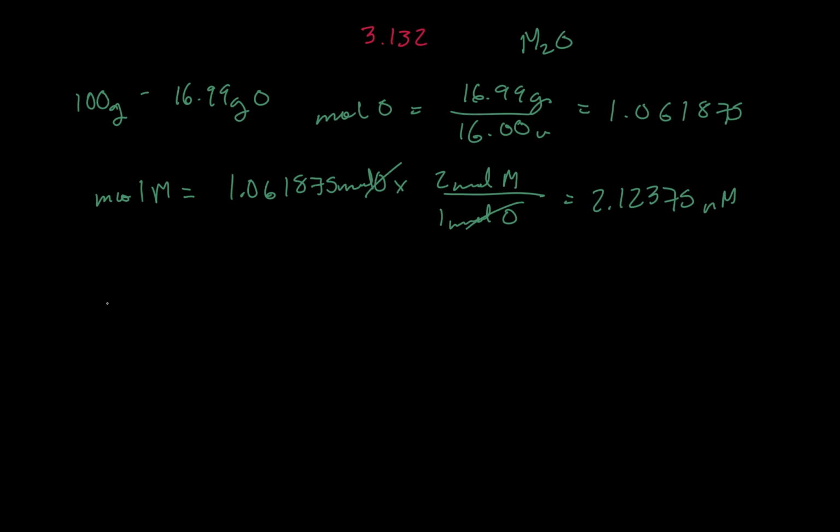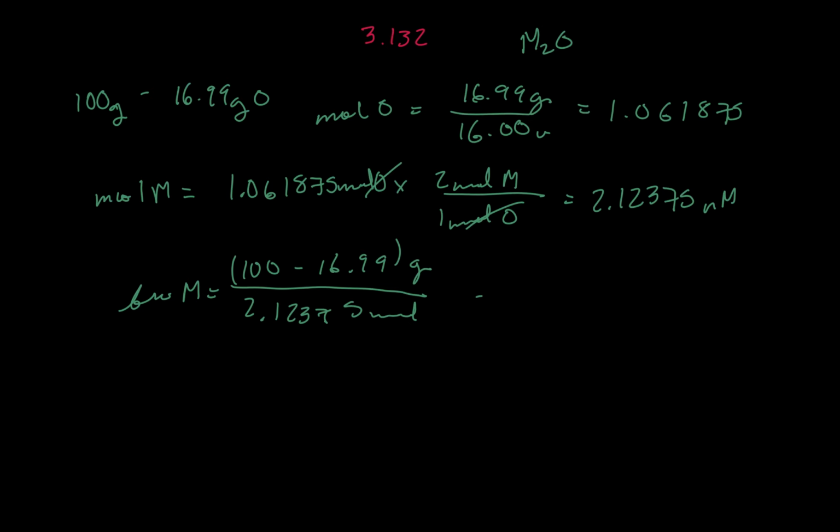Okay, excellent. So we can get our formula weight now. All right, formula weight of M is going to be the mass of it over the moles. So the mass was whatever this is in oxygen. So 100 minus 16.99 for the mass. That's going to give you your grams divided by 2.12375 moles. All right, you get grams per mole. So exactly what you want for a formula weight.